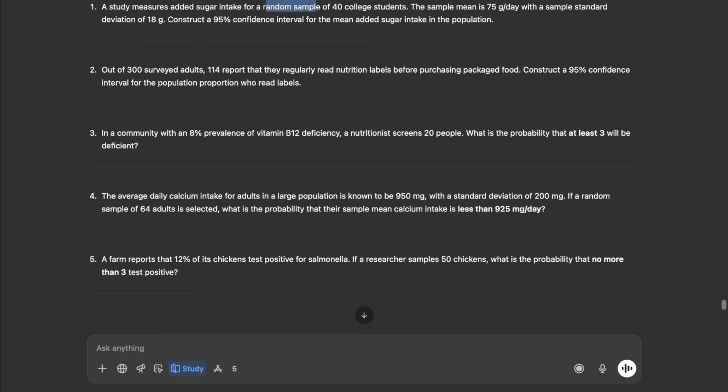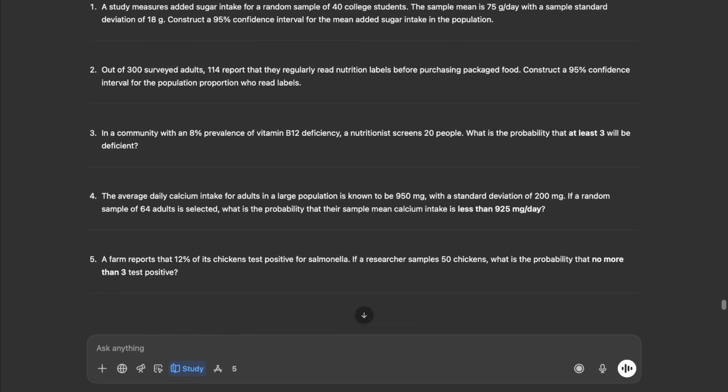For a simple random sample of 40 college students, so N of 40. Now we know the sample size. We don't know the population size. We'll get into what the population even really means in the first place. So the sample mean is 75 grams a day, with a sample standard deviation of 18 grams. A sample standard deviation, not a population standard deviation, because there is a distinction.